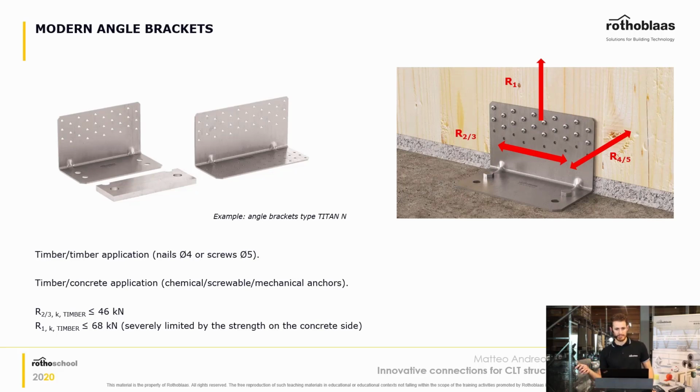This one in particular has 5 millimeter diameter holes, and therefore you can use nails or screws depending on which one you prefer to use, first of all, and depending on the resistance that you want to achieve. The resistance that you get with these connectors is roughly 46 kilonewton timber resistance for shear, and 68 kilonewton the characteristic tension resistance of the panel.